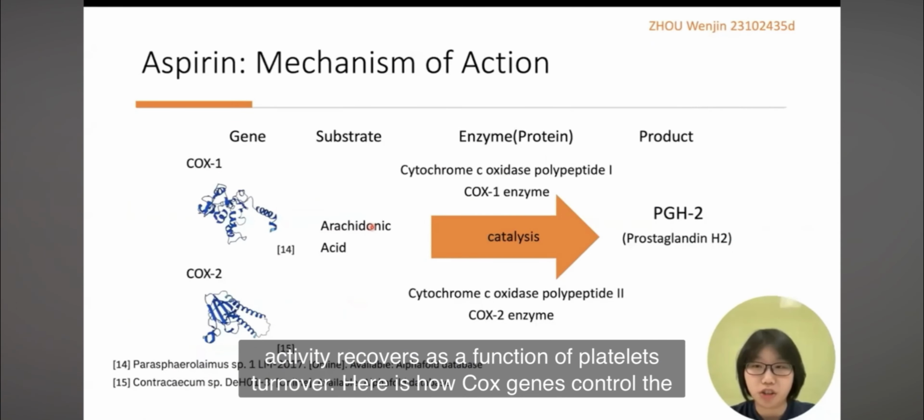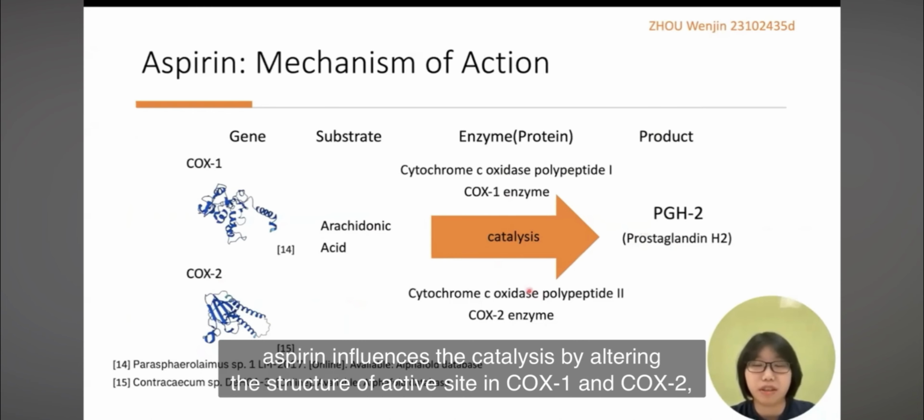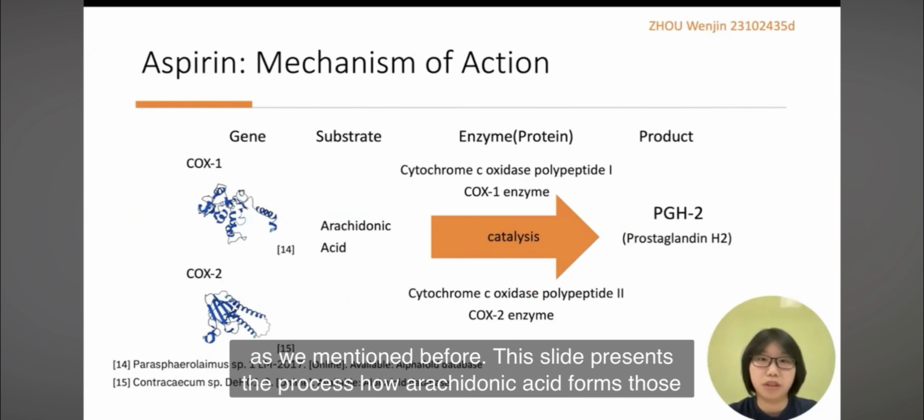Here is how COX genes control the synthesis of COX enzymes, which are catalysts in the reaction of arachidonic acid turning into PGH2. Aspirin influences the catalysis by altering the structure of active sites in COX-1 and COX-2, as we mentioned before.